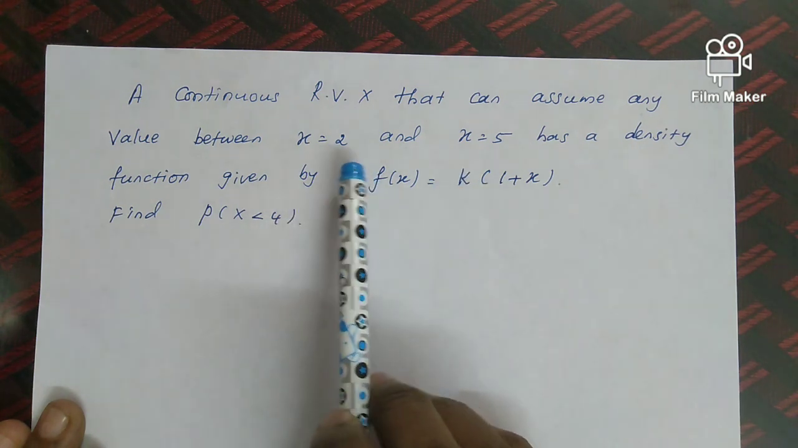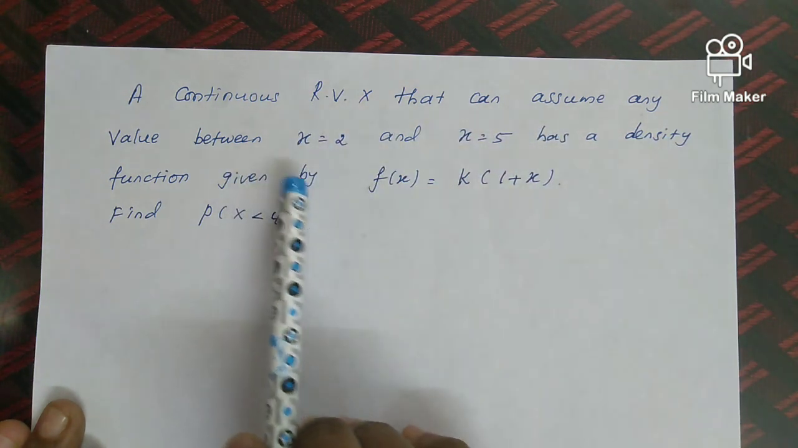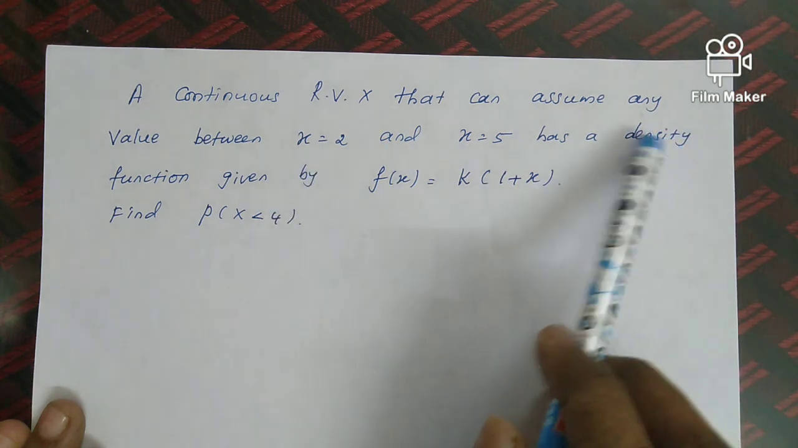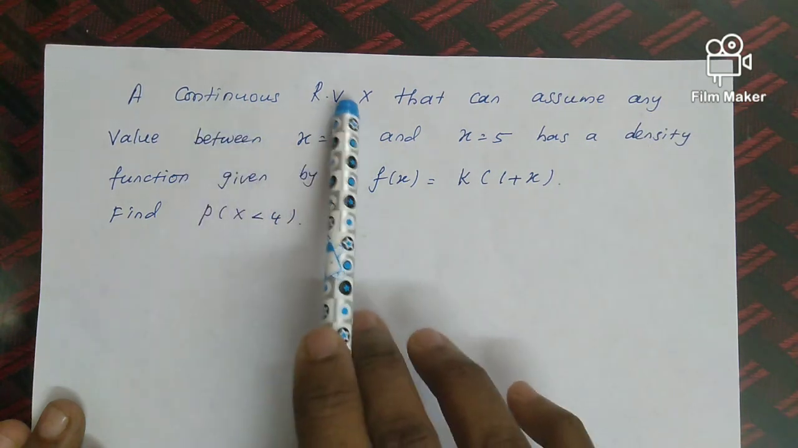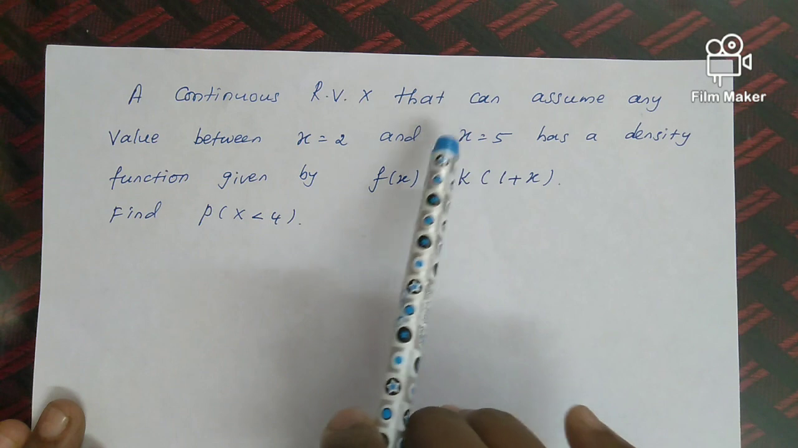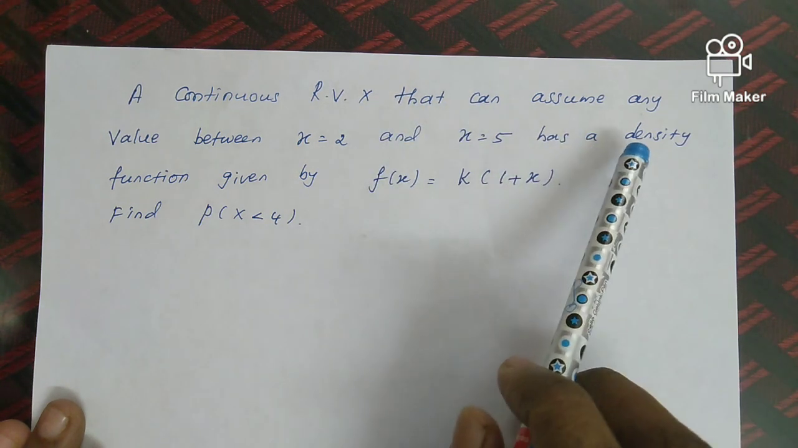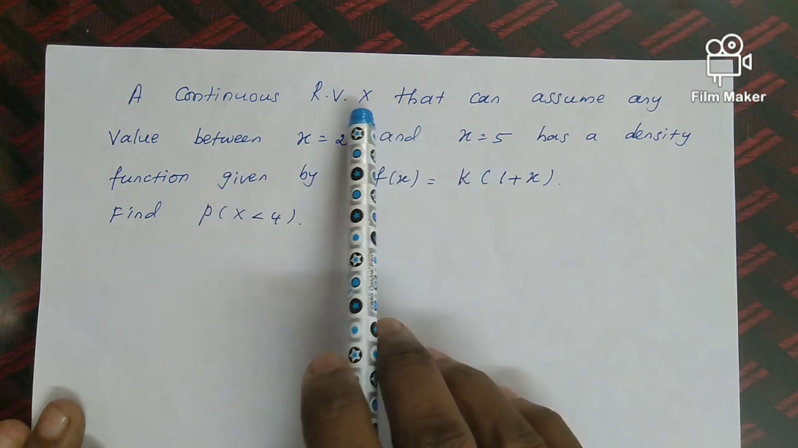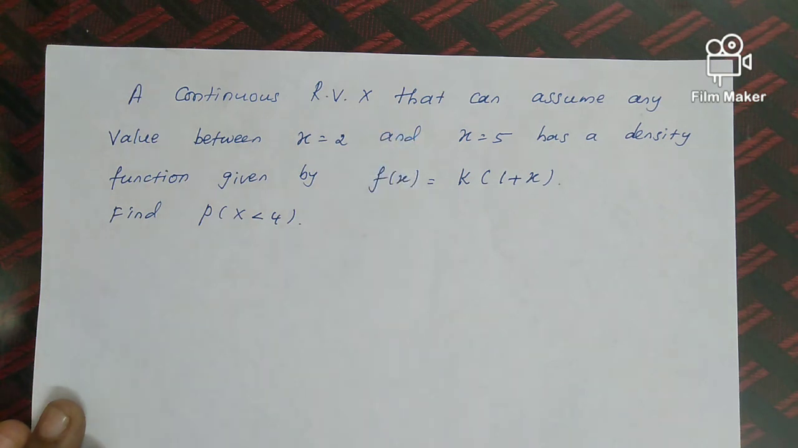In this question, it is given that a random variable has a density function. So, in this word itself we can identify that the random variable is a continuous random variable. Suppose it is not given in the question that it is a random variable x, like that also the question can be asked. If it is the case, we can identify by the word density function that the given random variable is a continuous random variable. So, now we will see the solution.